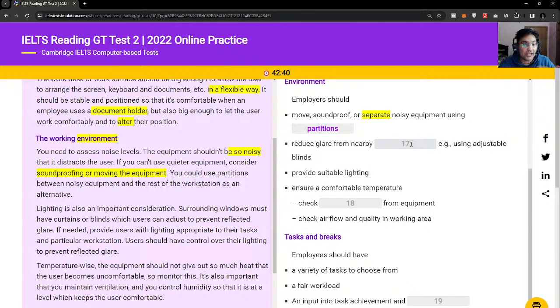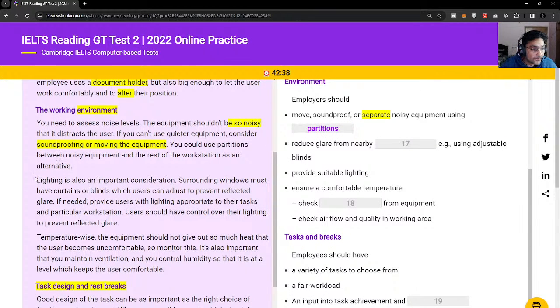Reduce glare from nearby dash. Important. Surrounding windows must have curtains or blinds which users can adjust to prevent reflected glare. We have glare. So you see the structure is changed. Here the word glare is used first. Here in the passage it's used at the end. So the structure is changed. Subject, object can be reversed. Active voice, passive voice. Keep that in mind.